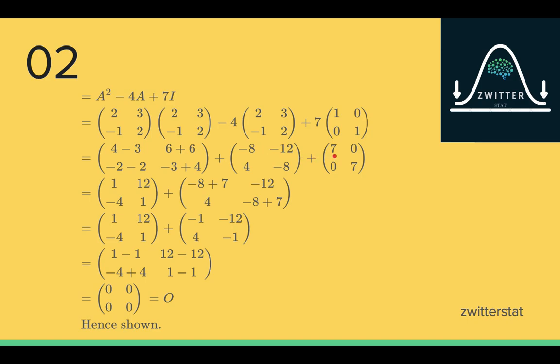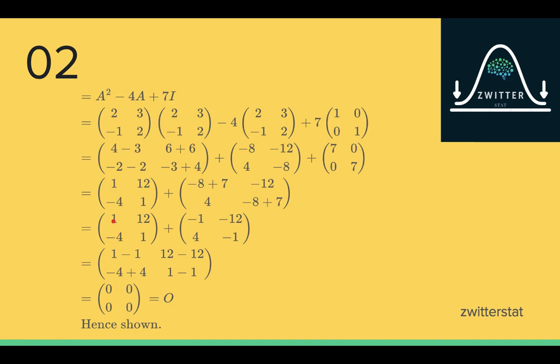Minus 8 add with 7, right? Because addition of 2 matrices is based on the idea that if we have 2 matrices of the same order, then they can be added by adding the corresponding elements that occupy the same position in both the matrices. So minus 8 is added to 7, minus 12 is added to 0, 4 is added to 0 and minus 8 is added to 7. So I get minus 1, minus 12, 4 and minus 1.